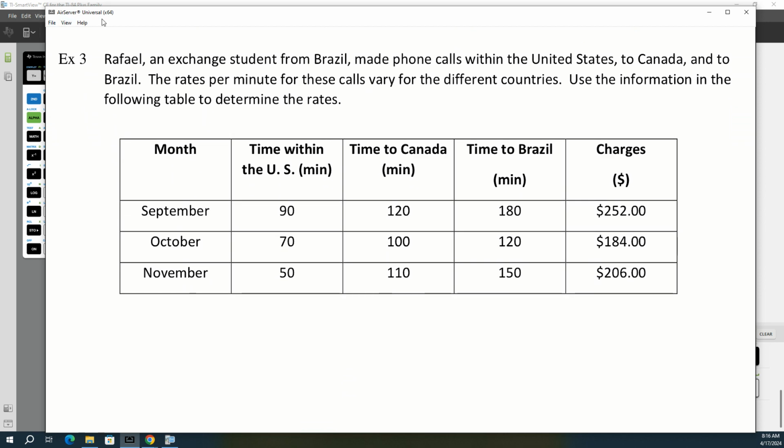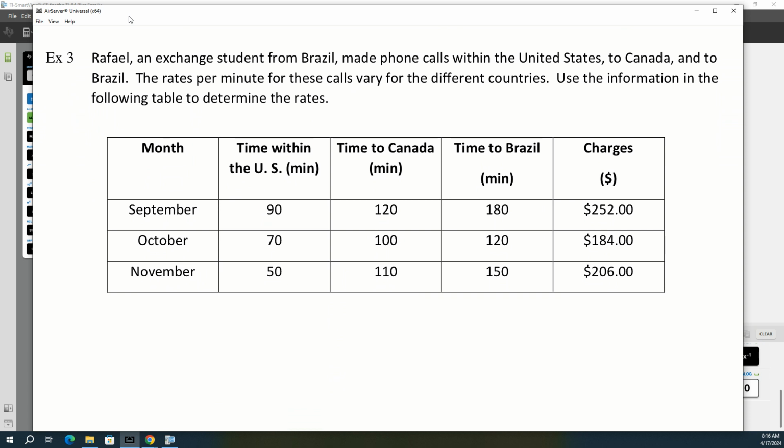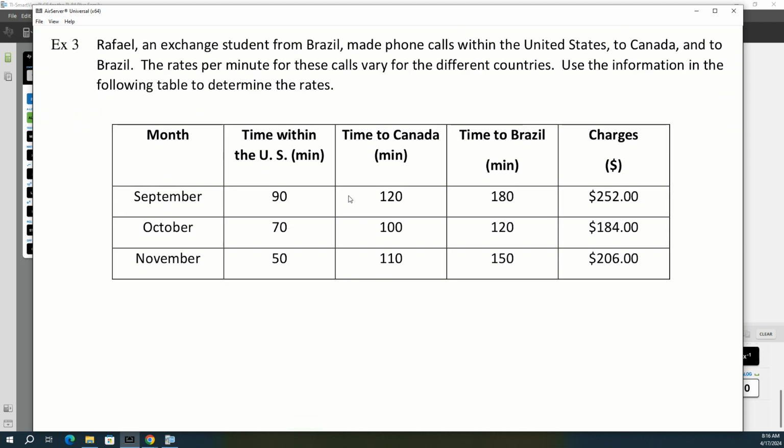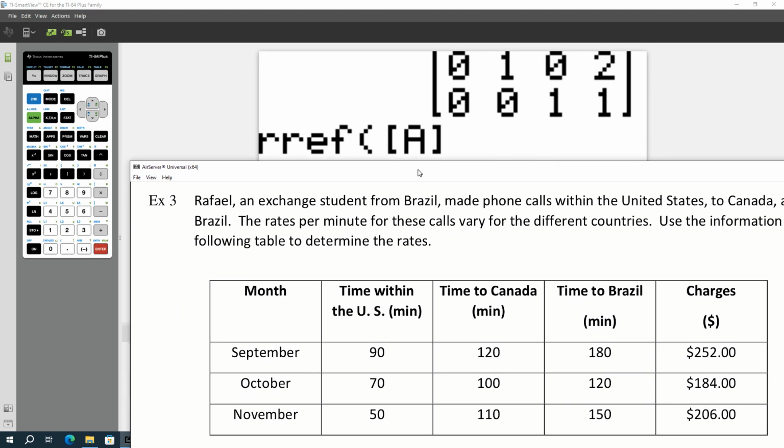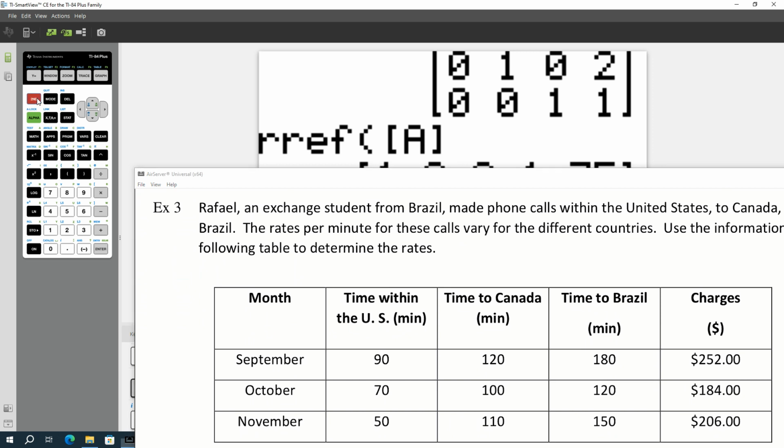All right, and then finally, Raphael, an exchange student from Brazil, made phone calls within the United States, to Canada, and to Brazil. The rates per minute for these calls vary for the different countries. Use the information in the table to determine the rates. During the different months, this is how much he spent calling those different countries, and that was the total amount each month. These are kind of nice because they're already in a matrix, so we're just going to put that matrix into the calculator.